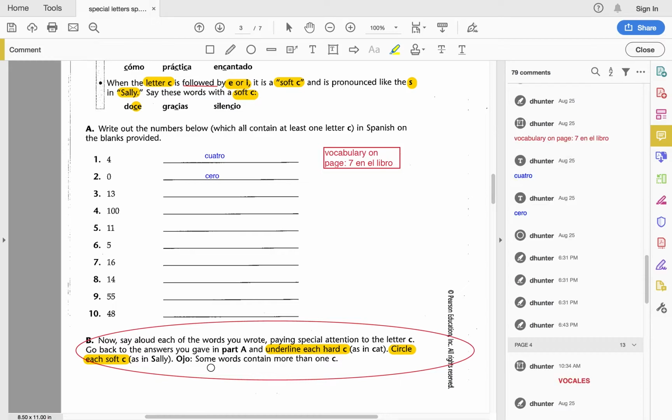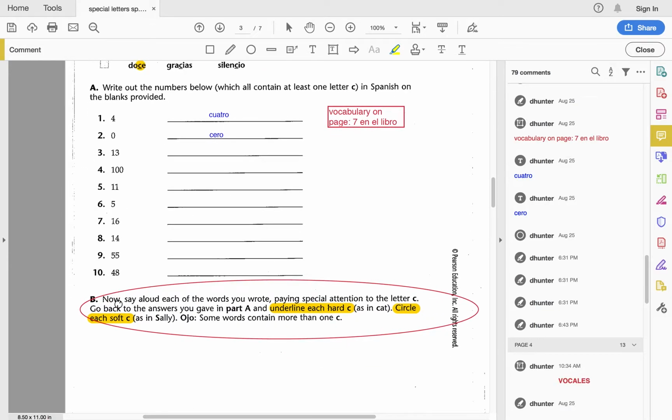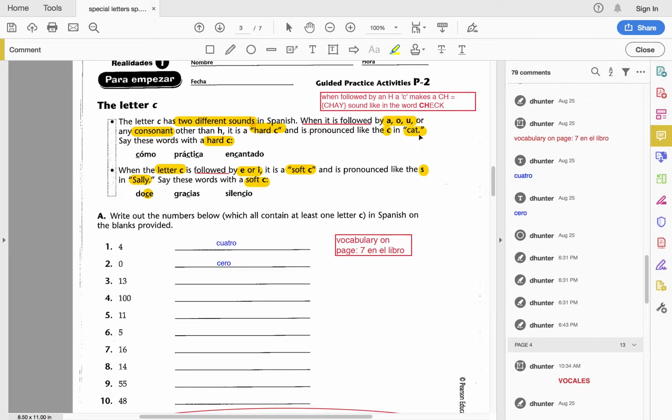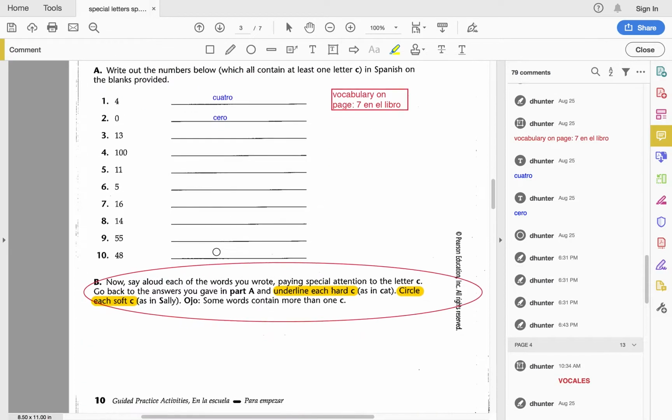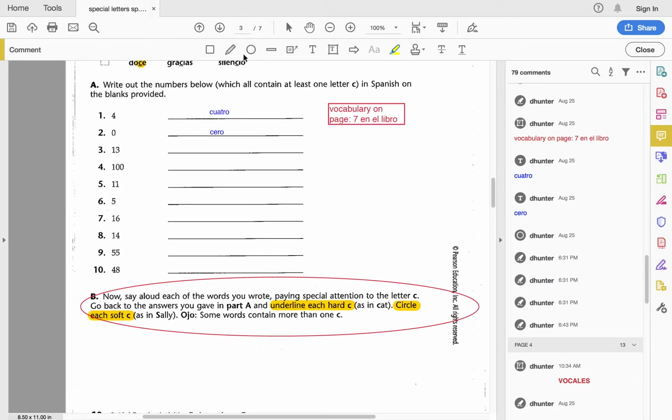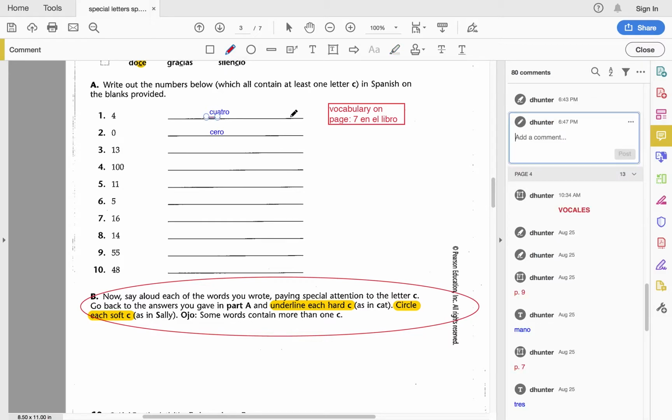After you've done all of those, you can go below and it says, now say each word aloud. So let's say those again. Cuatro. Is cuatro going to be hard C or soft C? Cuatro, cuatro. Say that a couple times back to back. Is it like an S like Sally, or is it K as in cat? It's going to be that hard C. So based on these directions, it says underline the hard C, circle the soft. So we would go in on cuatro, and we underline that hard C.